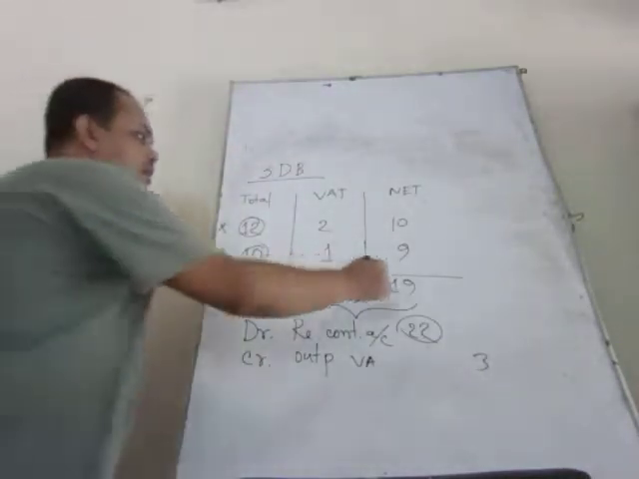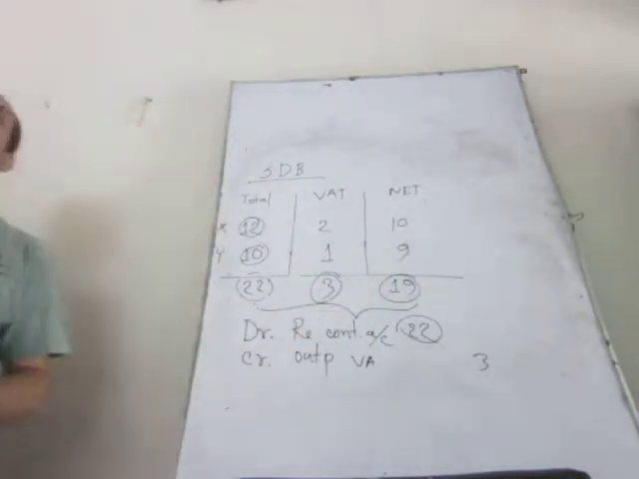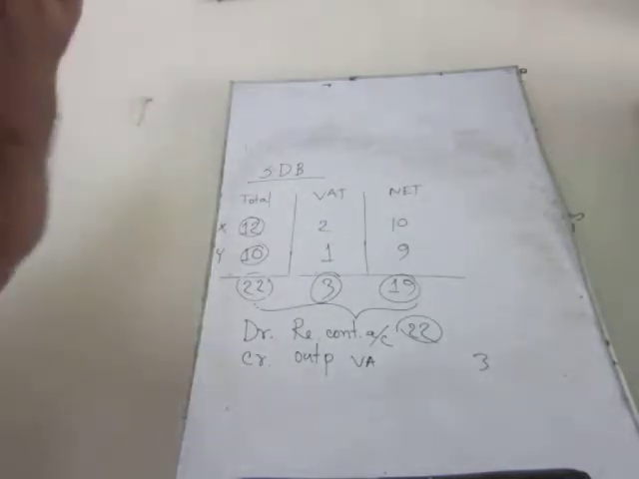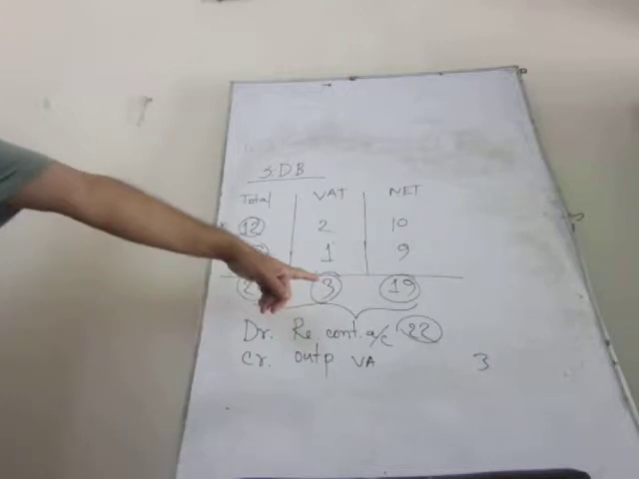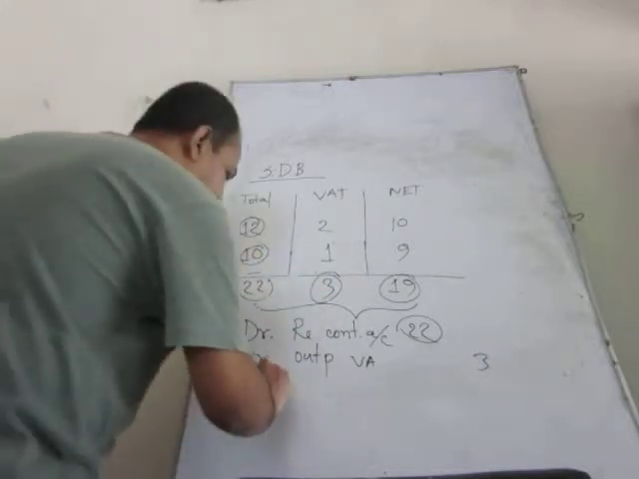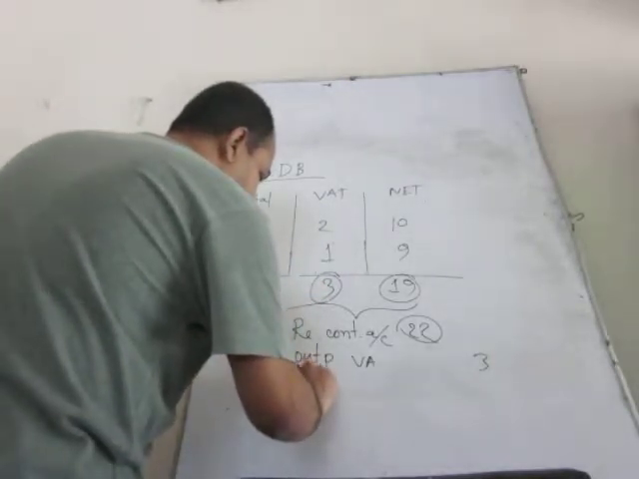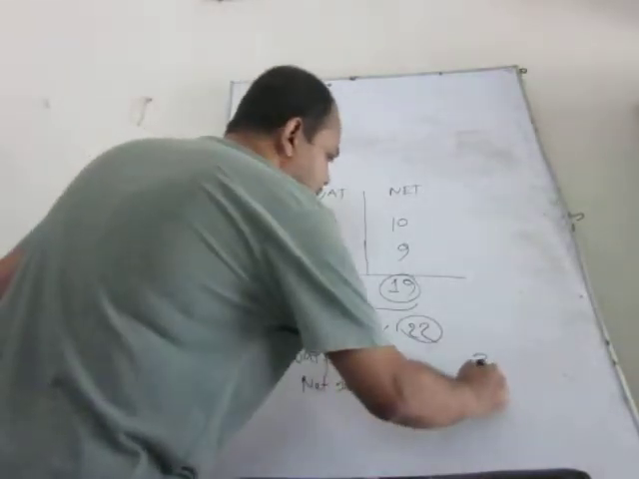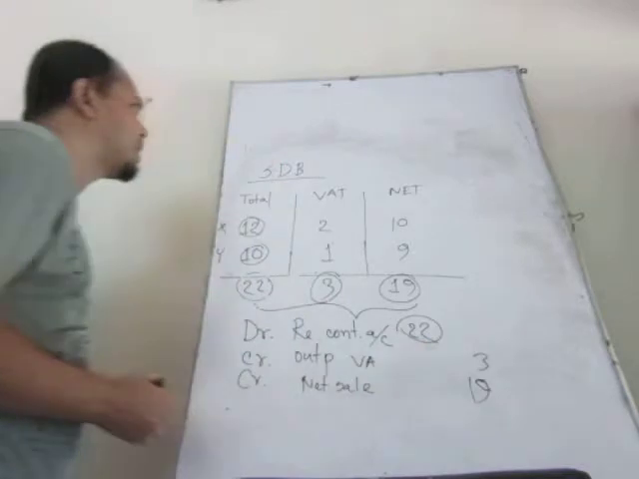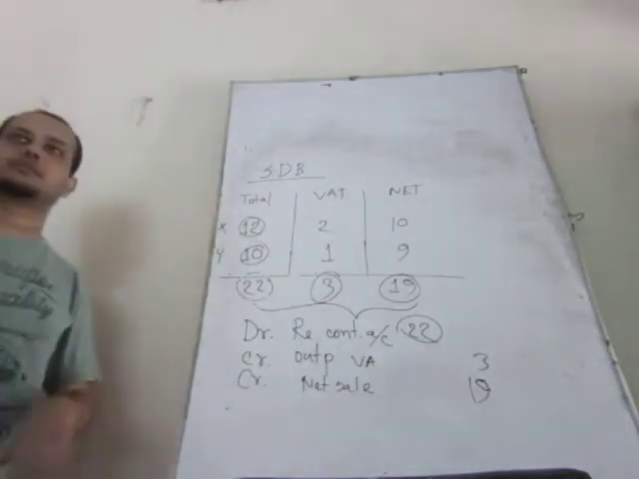And another is $19, this is net sale, net. So it's the kind of income, what kind of income? This is sales income. So credit, net sales income, how much? 19. So this is the normal criteria, how we actually deal with the SDP.